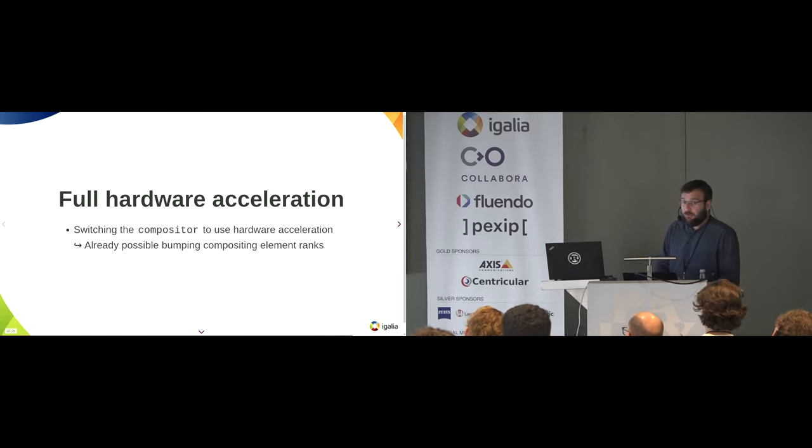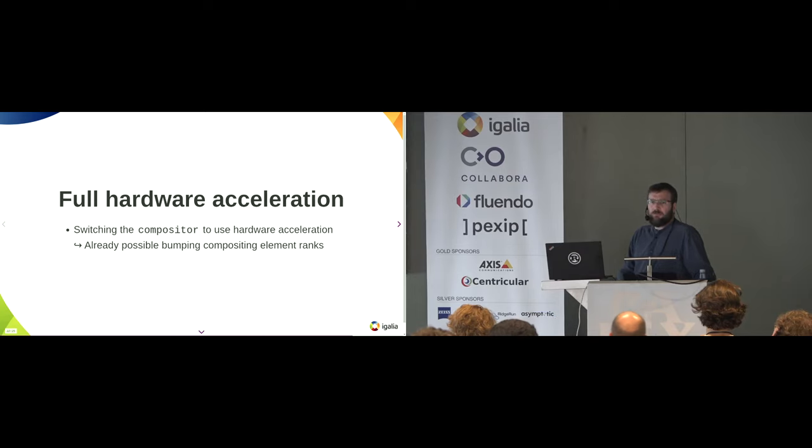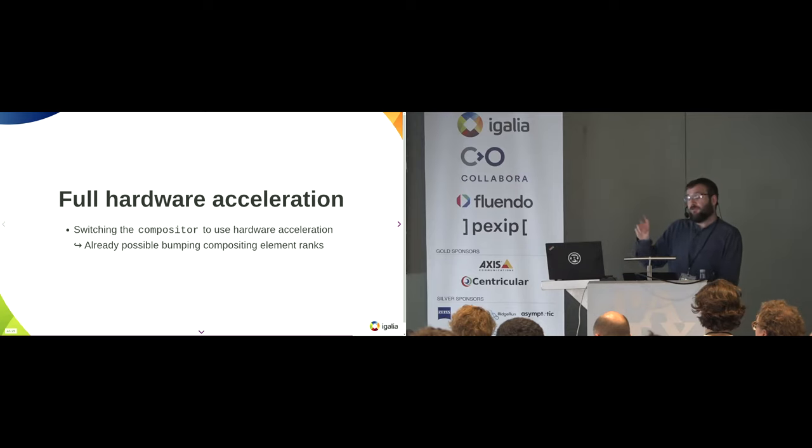And the next thing that we've been working on is full hardware acceleration support. So right now, it's already possible to use whatever mixer you want, just by setting the rank of the mixer you want to something higher than the compositor one, because by default it will pick the compositor. And if you want to use the GL mixer, you just bump the rank of the GL mixer, and GES will start using it. And that's already making a big difference in terms of performance while compositing.